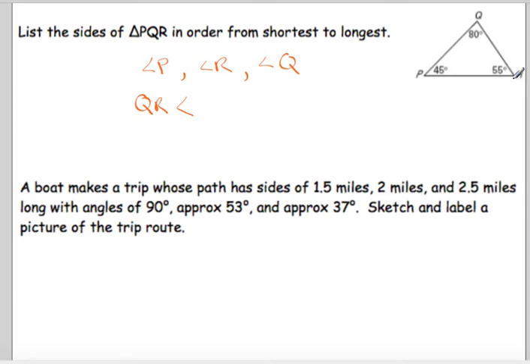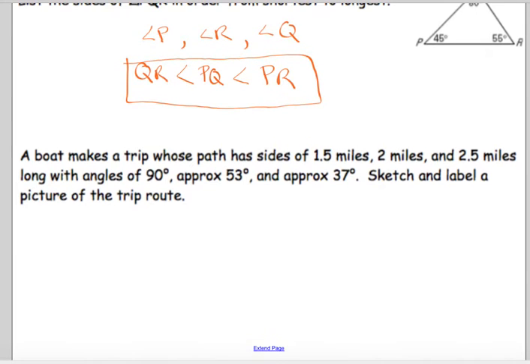Let's cover angle R and see that P and Q are the letters that you can still see. So PQ is the side across from R, and then that will be smaller than, since angle Q is the largest, the longest side will be across from it, so the longest side will be PR. So from P to R is the longest measure there. So listing our sides in order from shortest to longest, here they are, in order, shortest to longest.